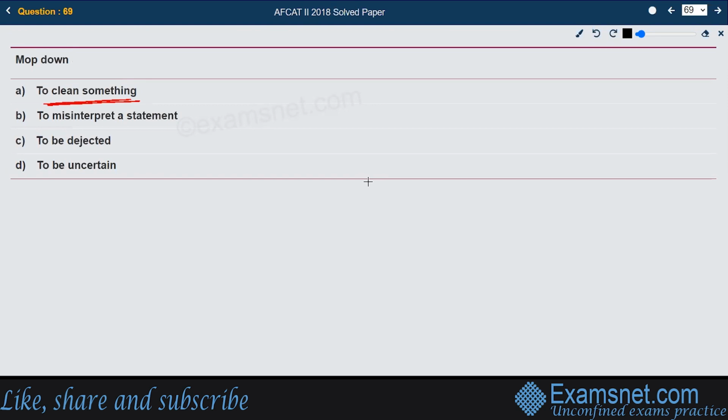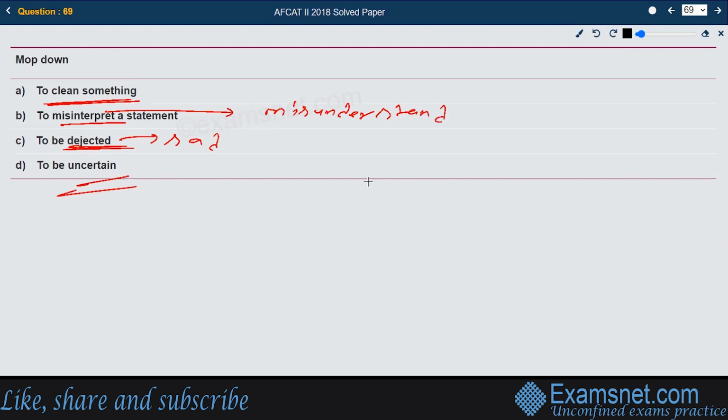Mop means to clean something. Mop down something means to clean something. The other words are misinterpret, that is to misunderstand someone. To be dejected, that is to become sad, but dejected means sad. Misinterpret means to misunderstand something.